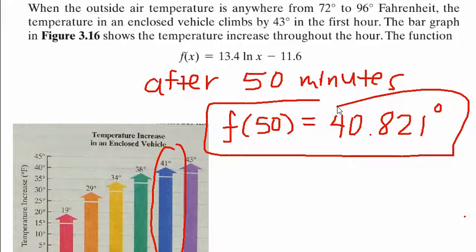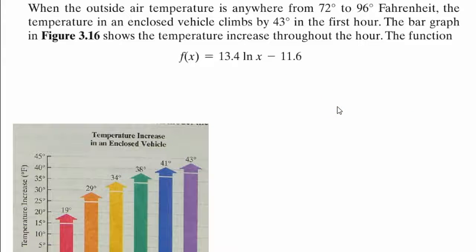So this function is used by scientists to model, in this case, the temperature increase in a closed vehicle. So after 50 minutes, the temperature can increase by 41 degrees in an enclosed vehicle. That means if it's 100 degrees outside already and you close the door to the vehicle, it can be 141 degrees inside that vehicle after 50 minutes. Not the kind of place you want to leave your pets or any kind of human being.